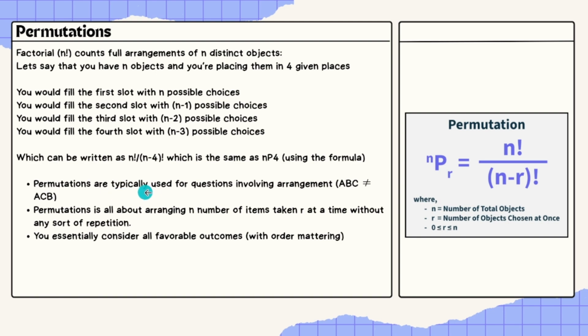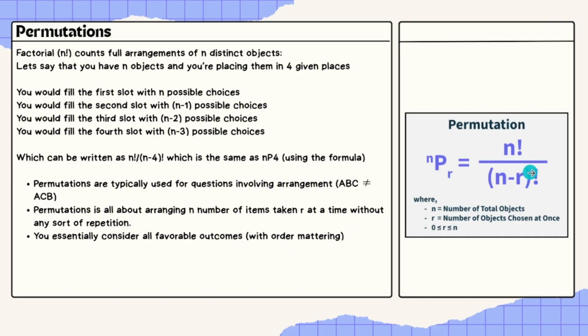Now, permutations are typically used for questions involving arrangement. For example, ABC is a different case from ACB. Permutations is all about arranging n number of items taken r at a time without any sort of repetition. So you're essentially considering all favorable outcomes while keeping the order into account.